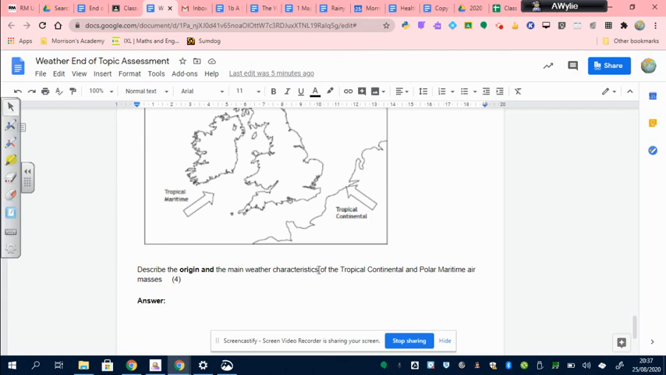And what are the main characteristics? So what's the air like that comes from those particular 2 locations? Okay, and that will get you 4 marks. Origin and main weather characteristic for 2 different air masses.